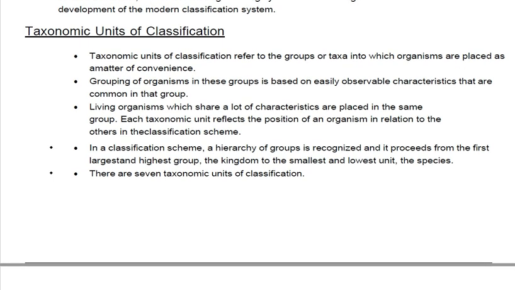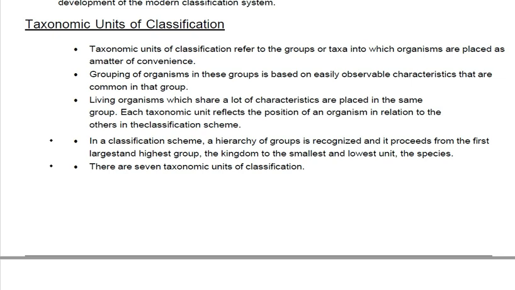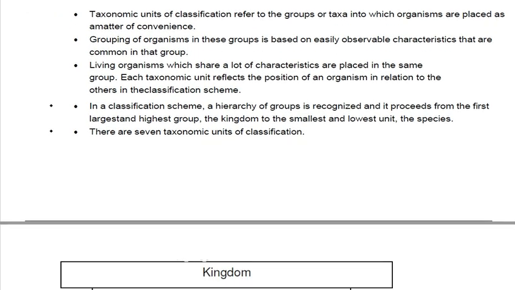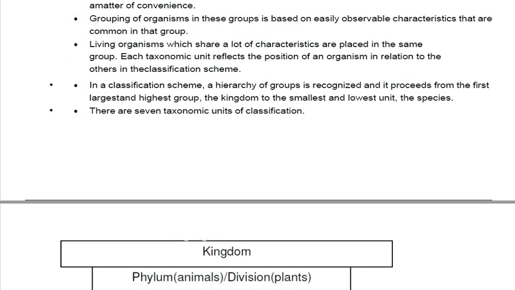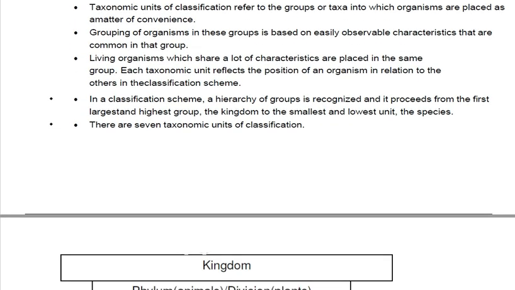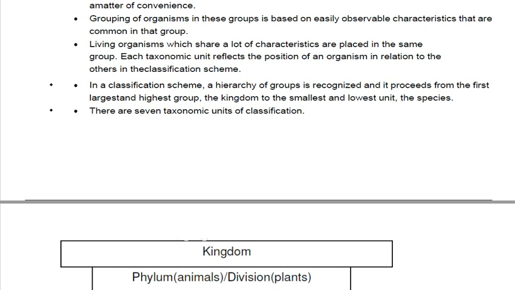Taxonomic units of classification. Taxonomic units of classification refer to the groups or taxa into which organisms are placed as a matter of convenience. Grouping of organisms in these groups is based on easily observable characteristics that are common in that group. Living organisms which share a lot of characteristics are placed in the same group. Each taxonomic unit reflects the position of an organism in relation to the others in the classification scheme.